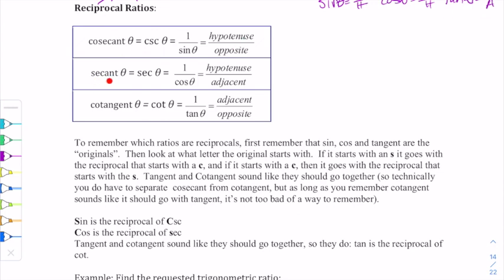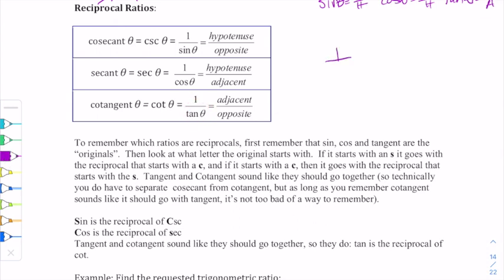The secant is the reciprocal of cosine. So instead of adjacent over hypotenuse, we flip that, and the hypotenuse goes to the top and the adjacent goes to the bottom. So our secant's the reciprocal of cosine, which is saying the same thing as 1 over cosine. And then we have our cotangent, which is the reciprocal of tangent. Tangent was opposite over adjacent, so the opposite goes to the denominator and the adjacent goes to the numerator. So that's the same thing as saying 1 over the tangent of theta.